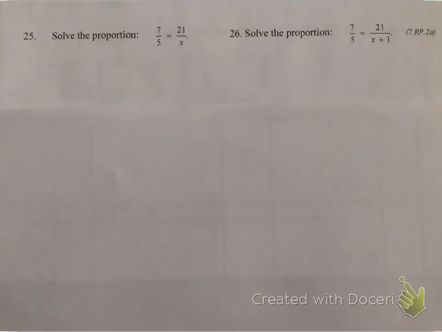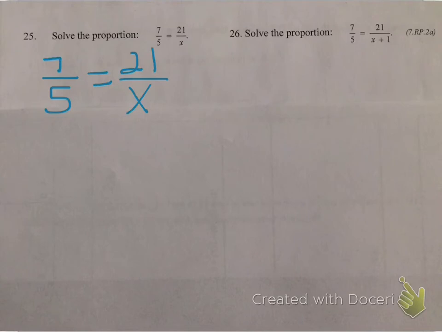Number 25, solving a proportion. Pretty simple. Looks like this will be a nice, easy quarterly. 7/5 equals 21 over x. We're going to use cross products property. I think that would be, oh, no, you could use multiplication. Nice and easy. 7 times 3 is 21. So 5 times 3 is 15.